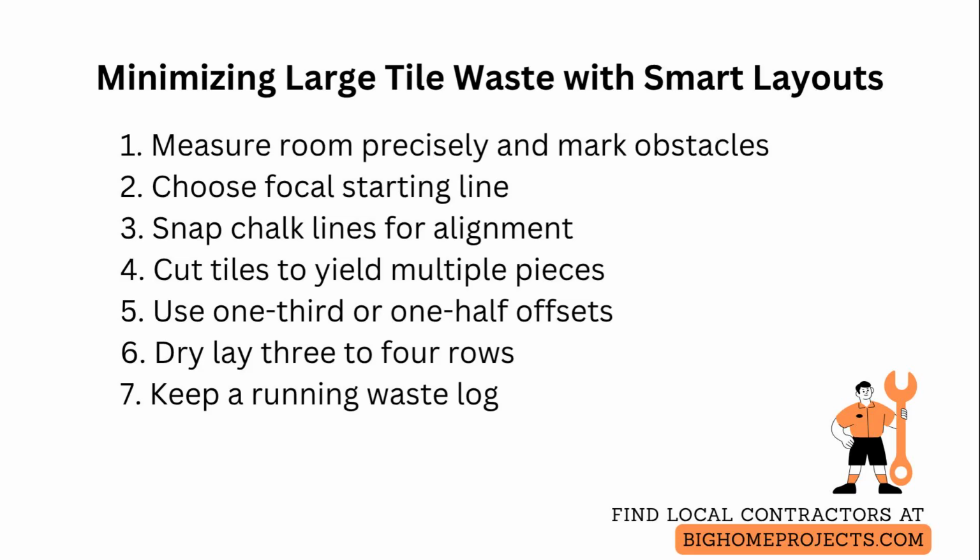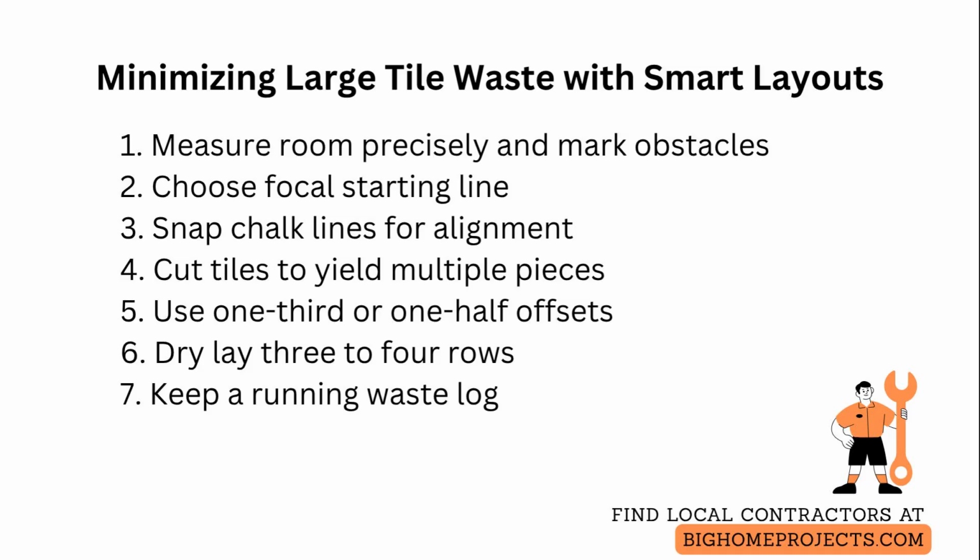When working with large format tiles, we should plan tile runs so that a single cut produces 2 or more edge pieces that fit into different rows. For example, cutting a tile down the middle to create matching edge pieces for adjacent rows. Use consistent stagger offsets, such as 1/3 or 1/2 of a tile width, to avoid creating very small leftover strips at the wall. Avoid unusual offsets that produce slivers less than 1/4 of the tile width.